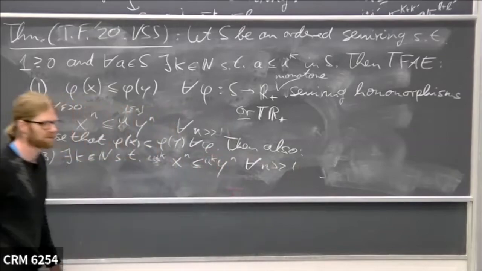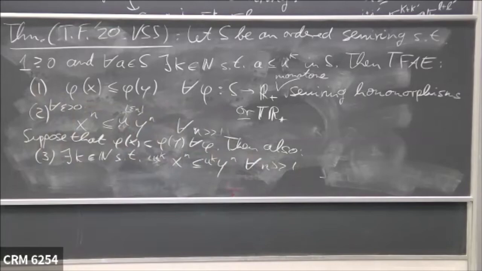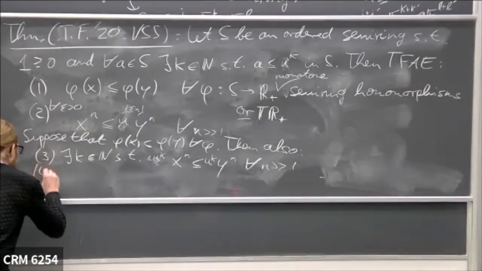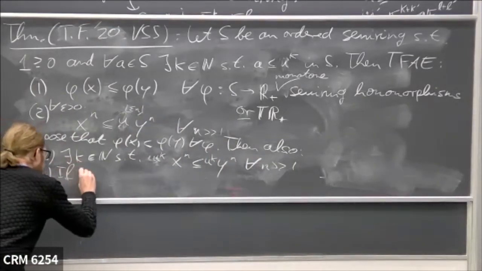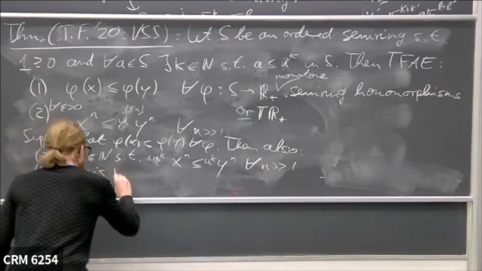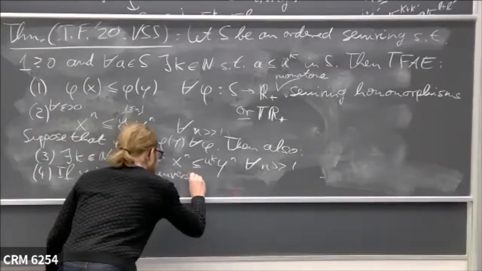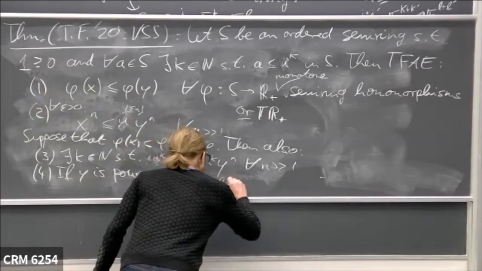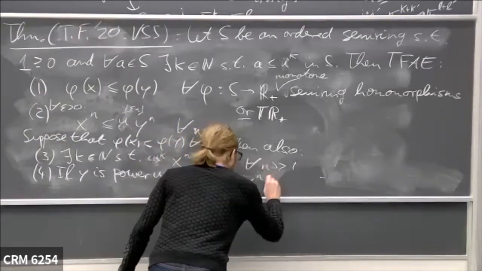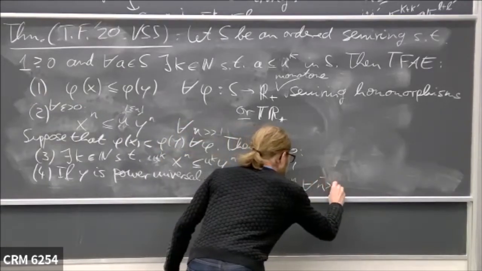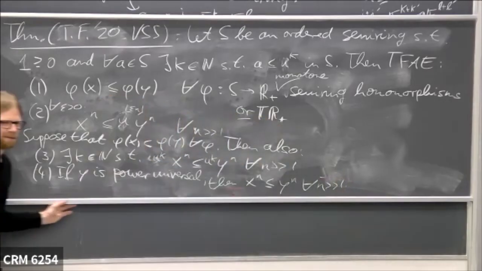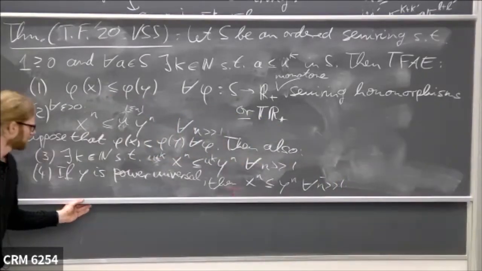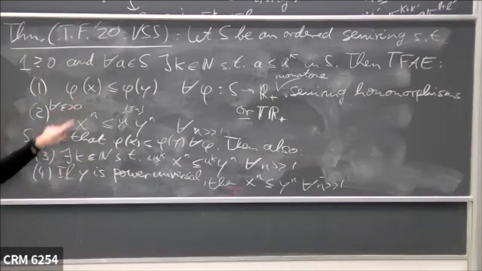u on both sides. Okay, and if y is power universal itself, which is the case in many applications, then we do not even need that u. Then we really got the literal asymptotic ordering here. So what does it mean for y to be power universal?